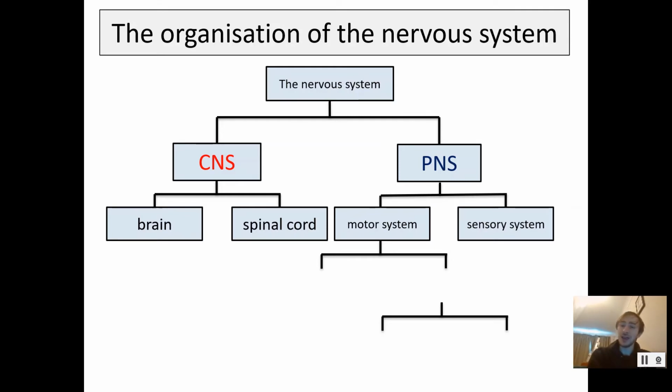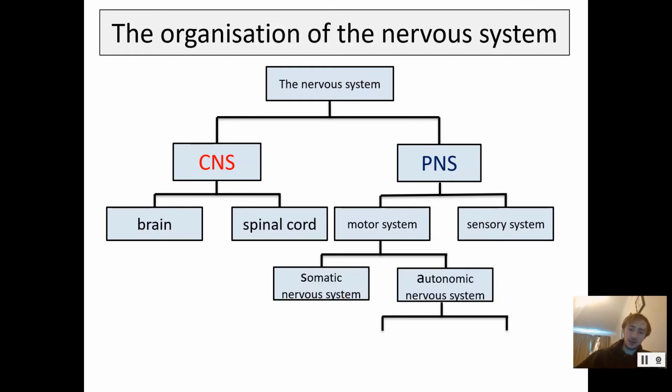Basically they're the ones that detect and hand to the central nervous system all the information from around you. So your eyes contain lots of light receptors, they're part of the sensory system of the peripheral nervous system. The motor system is to do with then adapting to those things you're seeing in the environment. It's making changes in your body. So examples would be the somatic and the autonomic nervous system.